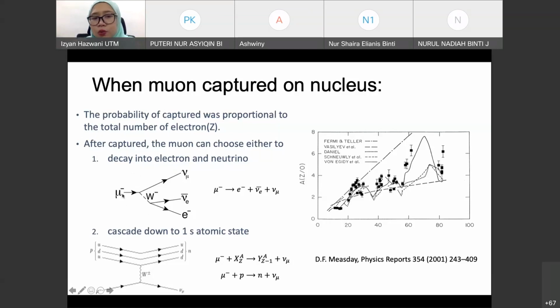Okay, so we have muon decay into an electron and its antineutrino, and also we have this muon neutrino. So this has an exchange of a W minus boson. Or they can choose to cascade down to the 1s atomic state. For this case, we slightly change the Feynman diagram.